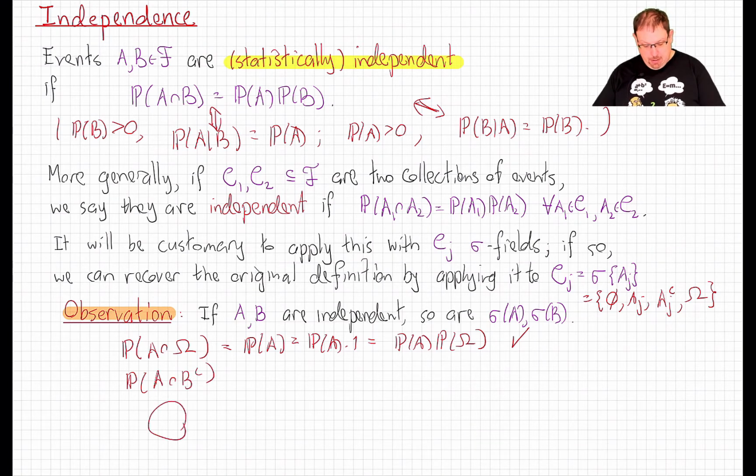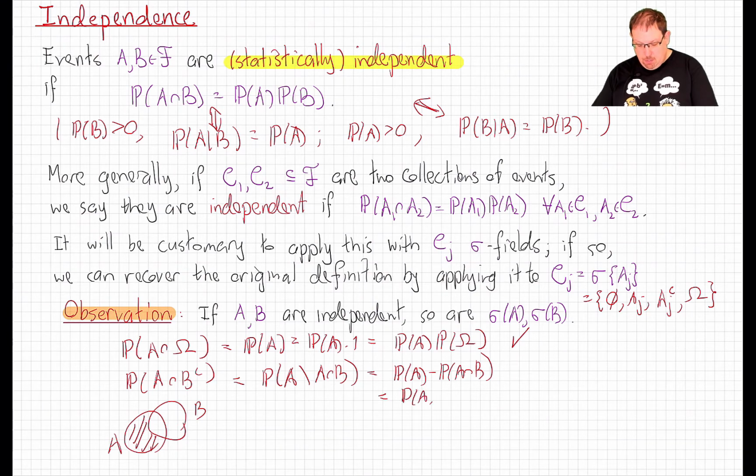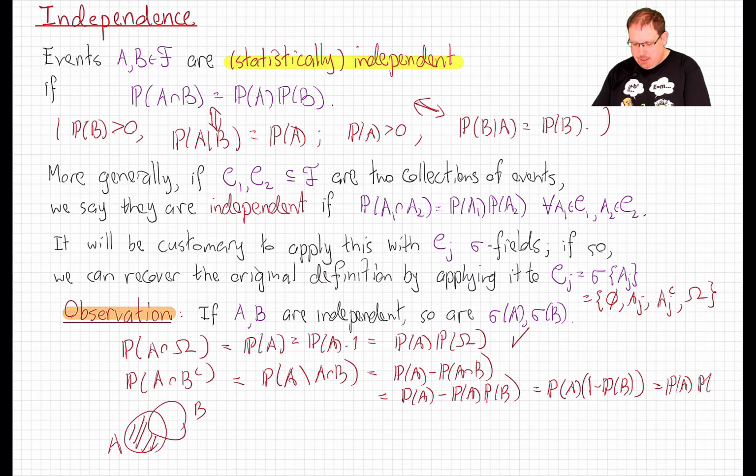Well, we can just draw a little picture here. If this is B and this is A, then A intersect B complement is this over here, which is the same thing as A minus the intersection of A and B. So that's the same as the probability of A minus A intersect B. And so since P is finitely additive, this is the same as the probability of A minus the probability of A intersect B. Our assumption is that A and B are independent as events, and so the probability of A intersect B is the probability of A times the probability of B. And so this factors as the probability of A times 1 minus the probability of B, which is the same thing as the probability of A times the probability of B complement. And therefore, if A and B are independent, so are A and B complement.